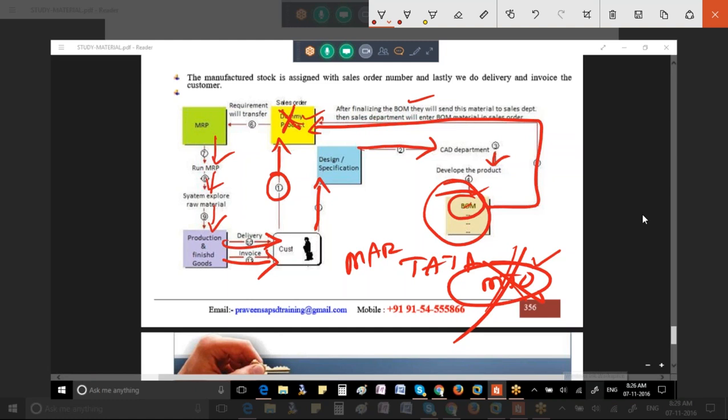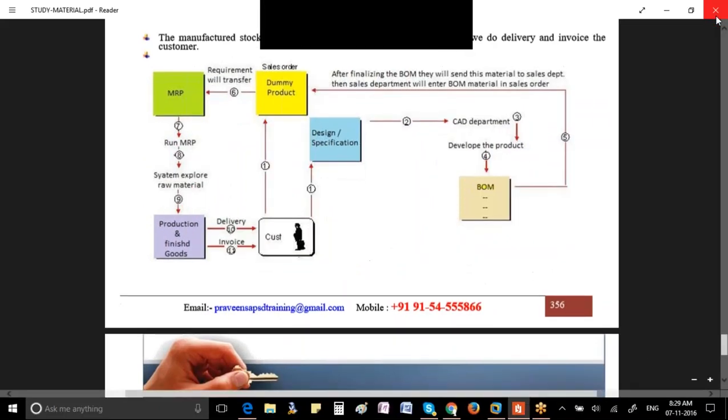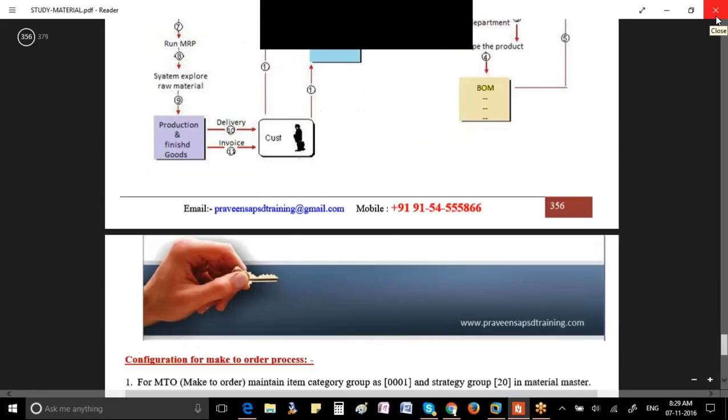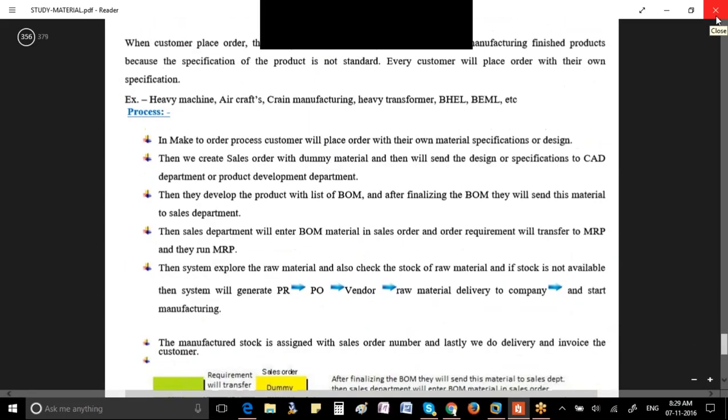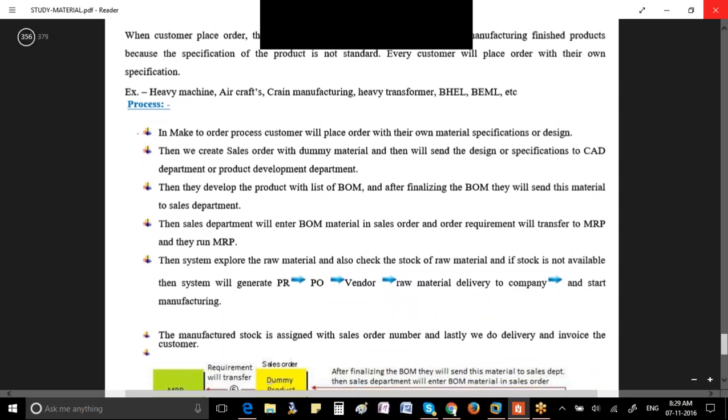So whenever you prepare your resume, just cross check with me so that I can tell you whether make to order is applicable for that particular project or not. Okay. So this is the make to order process, and let's see the controls in make to order. The process is the same as what I just told you. It's a theory discussion here.